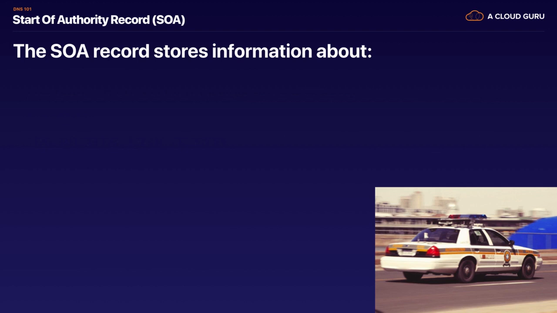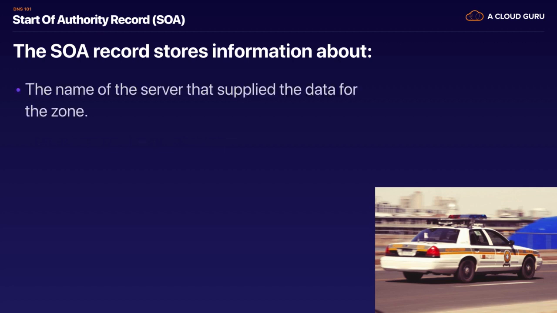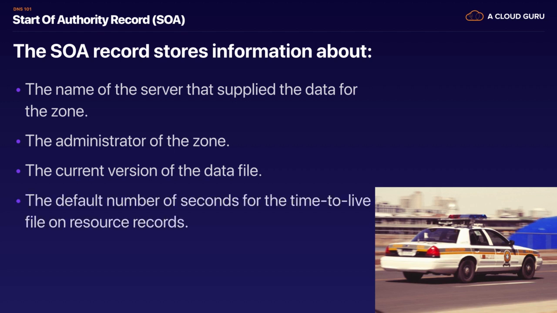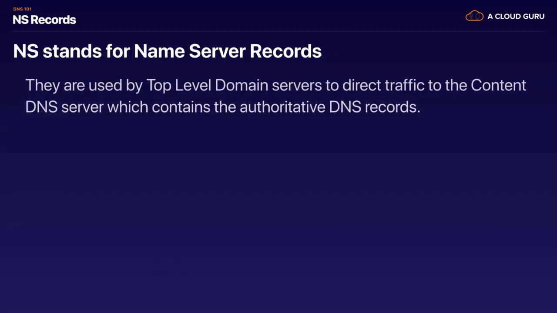Now, when you've bought a domain, every DNS address begins with a start of authority record, or an SOA. And the SOA record stores information about the name of the server that supplied the data for the zone, who the administrator of the zone is, so this could be your system administrator, the current version of the data file, and then the default number of seconds for the time to live on resource records. And we'll come to what a TTL is in a second. We did kind of cover it off in the CloudFront lecture. Now, if all this sounds a bit too technical for you, don't worry, it's going to get simpler.